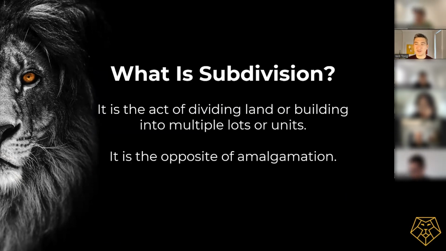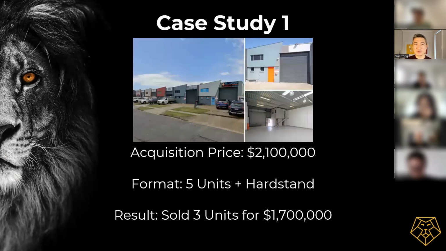So what is subdivision? I think a lot of you guys have heard the term, and a lot of you have done it, particularly in the real estate space. Simply put, it is the act of dividing land or building into multiple lots or units, and it is the opposite of amalgamation. You hear developers talk about amalgamation a lot: I want to amalgamate this side and this side and this side so I can build a 500-unit apartment. Subdivision is quite the opposite. So why do we do subdivision? I'll show you with one of these case studies.